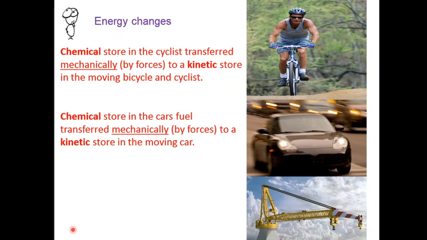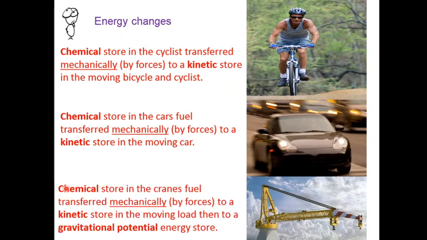And the crane also starts off very similar because we've got the chemical store in the crane's fuel transferred by forces, or transferred mechanically, to a kinetic store when the load is moving upwards. But then once the load has been moved upwards into the air, we have a store of gravitational potential energy. And if you remember back again from topic 3, we can calculate the gravitational potential energy using an object's mass, an object's height, or the object's change in height, and also the gravitational field strength on Earth, which is 10 newtons per kilogram, something else that you need to remember as well.